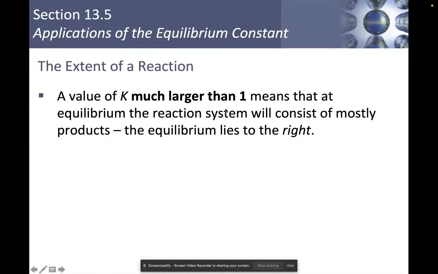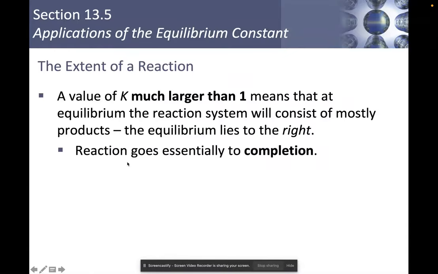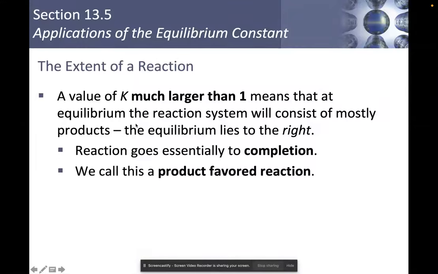So again, we have a double arrow. You can picture that the right arrow is really the direction that this equation is going. That means that the reverse reaction is very small. And so essentially the reaction goes to completion. So if you are a chemist and you want to do an experiment, if you want something that is going to give you the most bang for your buck, you want something that is going to have a large K value, because then you don't have to worry about the reverse reaction. So what I always like to say is that that is a product favored reaction if you have a K value that's larger than 1.